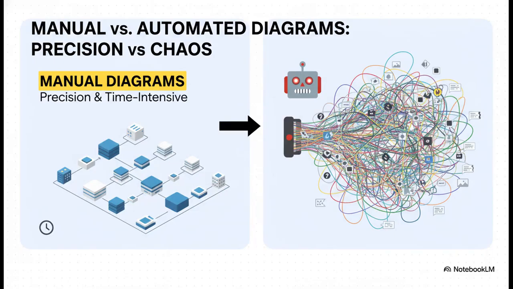Okay, so let's start with a problem that every single engineer has felt. I call it the diagramming dilemma. You're basically stuck with two terrible choices, right? You can draw everything by hand, which is super accurate, but takes forever, or you can automate it, which is fast, but you usually end up with a chaotic, unreadable mess that you have to go back and fix anyway.